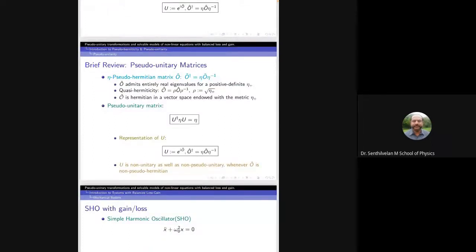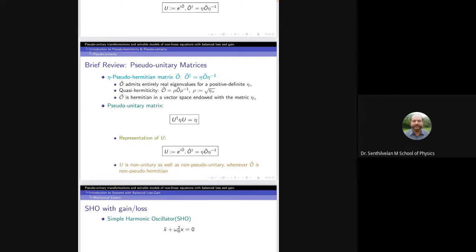So pseudo-unitary is a very special kind of non-unitary operator. That means any pseudo-unitary operator is also a non-unitary operator, but non-unitary operators are not necessarily pseudo-unitary. Non-unitary operator means U dagger U is not equal to I. This condition is not satisfied. If this condition is not satisfied, then this is called a non-unitary operator.